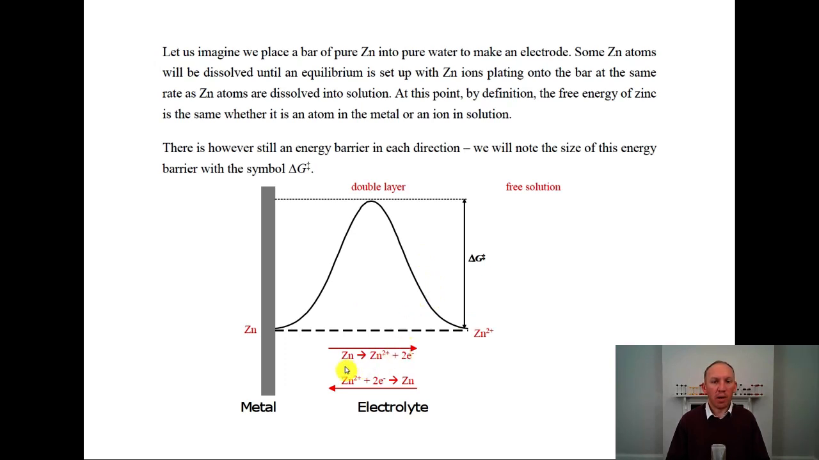Our processes are going to be either zinc going to zinc 2 plus plus 2 electrons happening from left to right, or zinc 2 plus plus 2 electrons going to zinc happening from right to left. But whichever way that happens, it involves the zinc crossing over this charge-separated region. Of course, if this process is at equilibrium as we've defined it, then both of these processes will be going on, but they'll be happening at the same rate. The rate at which ions can cross from each side to the other will be equal.